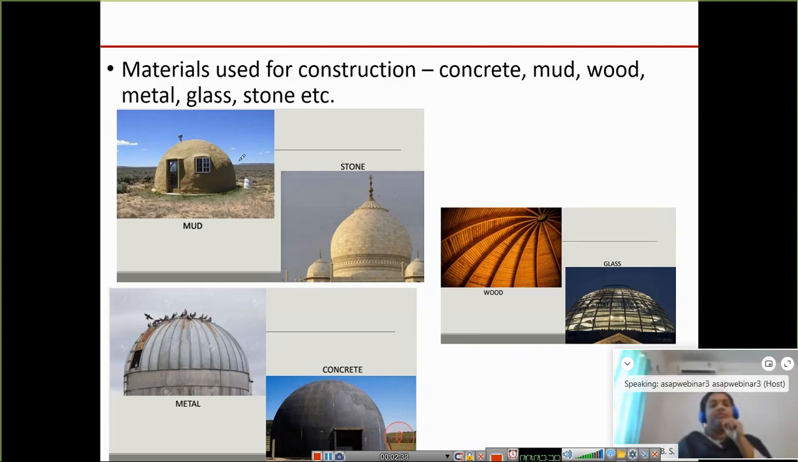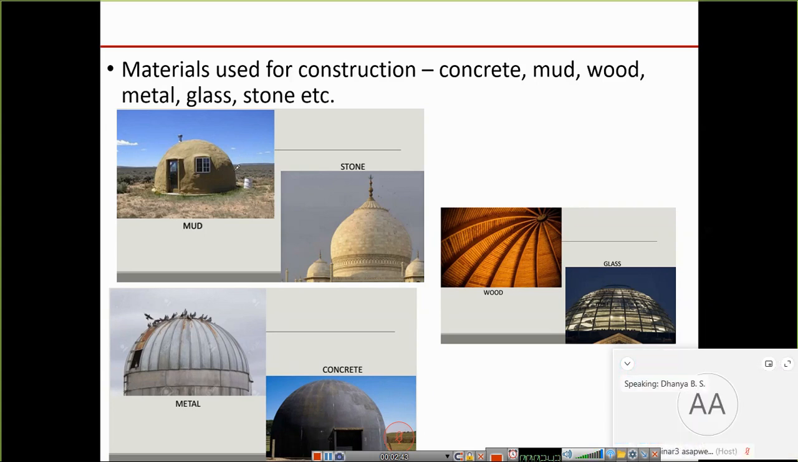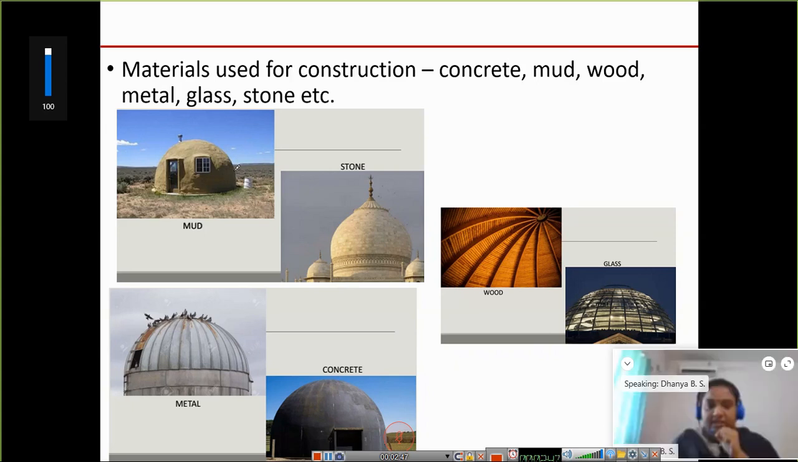Okay, fine. Okay, now depending upon the materials used for the construction, you can have mud domes as visible in the screen, or stone domes, wooden domes, glass domes, metallic domes, concrete domes, depending upon the type of the material that we use for the construction.